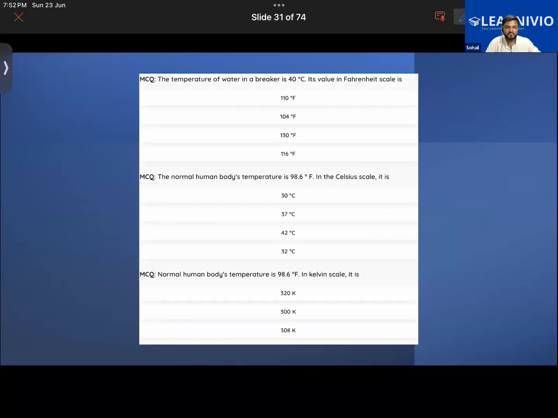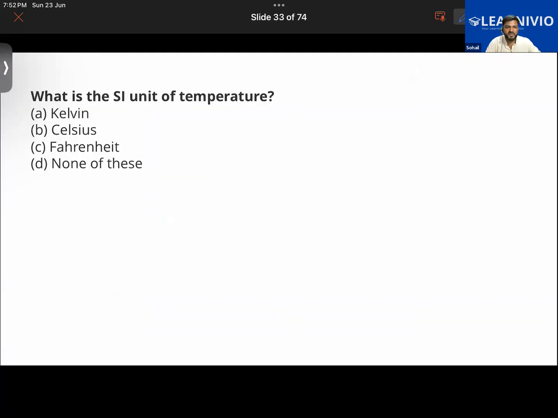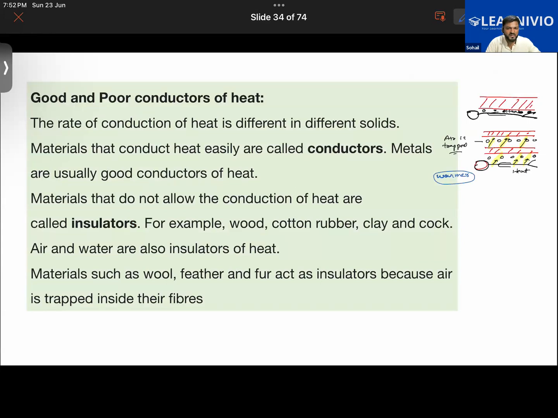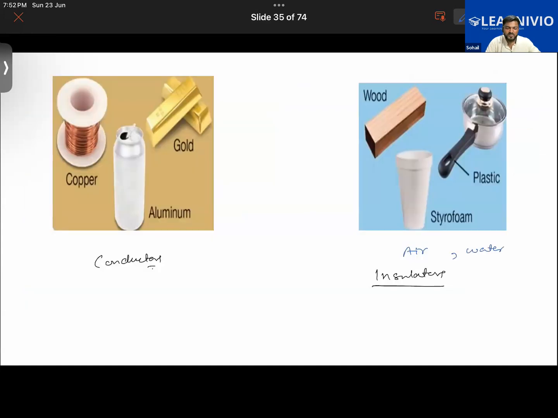So we learned about those things, and we were learning about poor and bad conductors. Good conductors are like copper, gold, aluminum. Most of the metals are good conductors of heat. Insulators are the bad conductors. Tape can also be here.